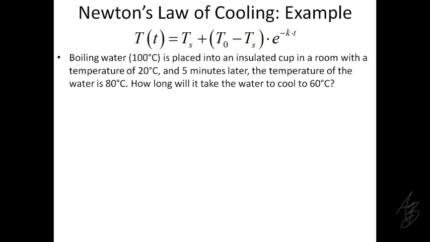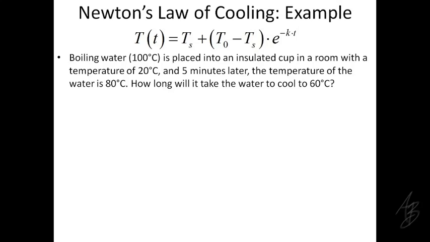So let's look at a particular example here. We have boiling water that's placed into an insulated cup, which is going to slow its cooling, of course, in a room with a temperature of 20 degrees Celsius. 5 minutes later, after that 100-degree temperature is placed into the cup, the temperature of the water is now 80 degrees Celsius. We want to know then how long it's going to take the water to cool to 60 degrees Celsius. Now, we may think that it took 5 minutes to drop 20 degrees, so it's going to take another 5 minutes to drop another 20 degrees. But that's not the case, because as the temperature of the water cools, the temperature is getting closer to the surrounding temperature, and so it's not going to cool quite as fast.